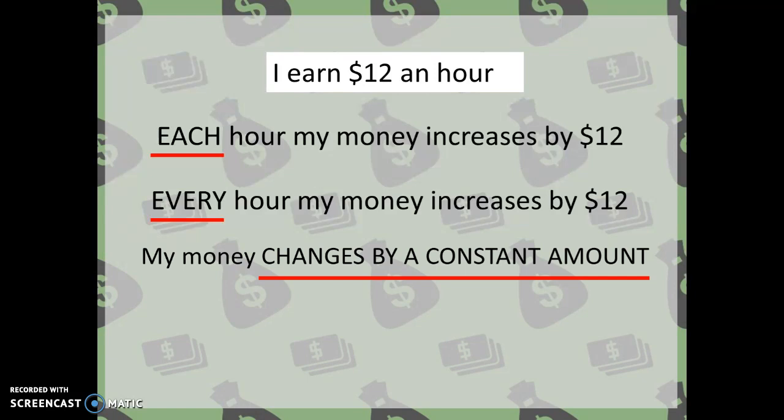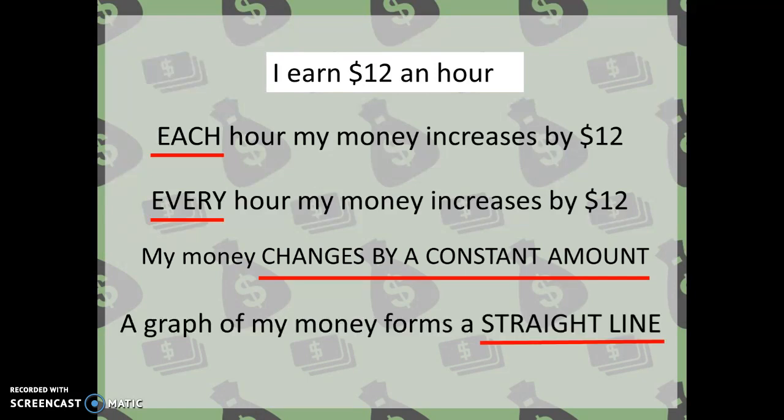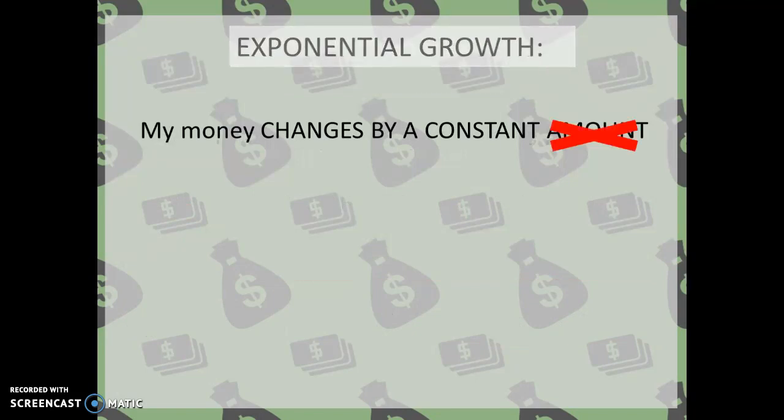Each hour, every hour, we understand those things. The constant amount. My money changes by a constant amount. The graph forms a straight line. These are all things that from week number 1 we saw. We should be familiar with them. The constant amount is important, but in exponential growth, we're going to get rid of that constant amount.